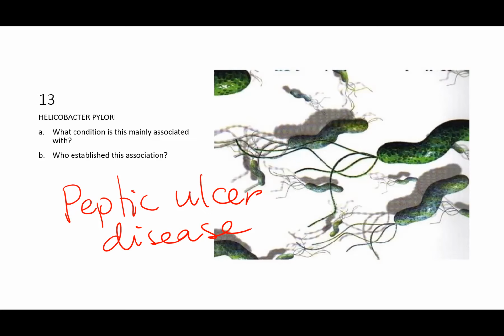The next question is on history. Who established the association of H. pylori and peptic ulcer disease? Let me leave that as an assignment. The association between peptic ulcer disease and H. pylori is Barry Marshall. Okay, Barry Marshall.